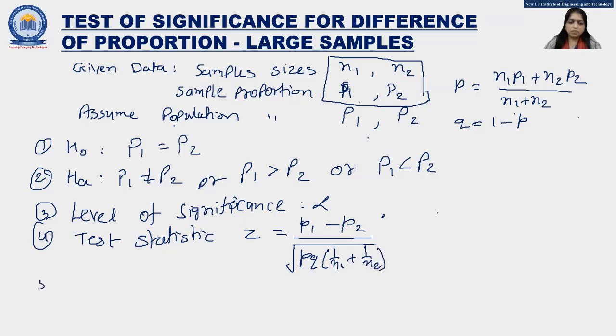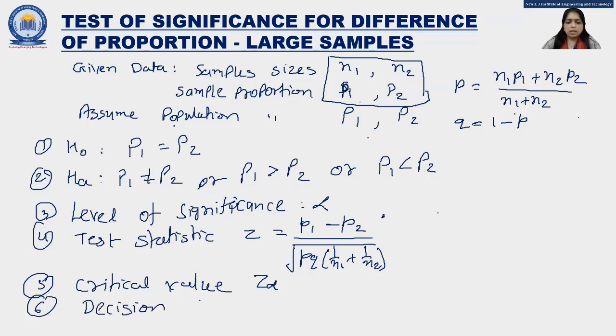Okay. The fifth one, it is critical value. As usual, we find the critical value with the normal table, and that is Z alpha. And the sixth one is decision. Here, again, the rule is same. If mod Z is less than Z alpha, H0 null hypothesis is accepted. And if mod Z is greater than Z alpha, null hypothesis is rejected.